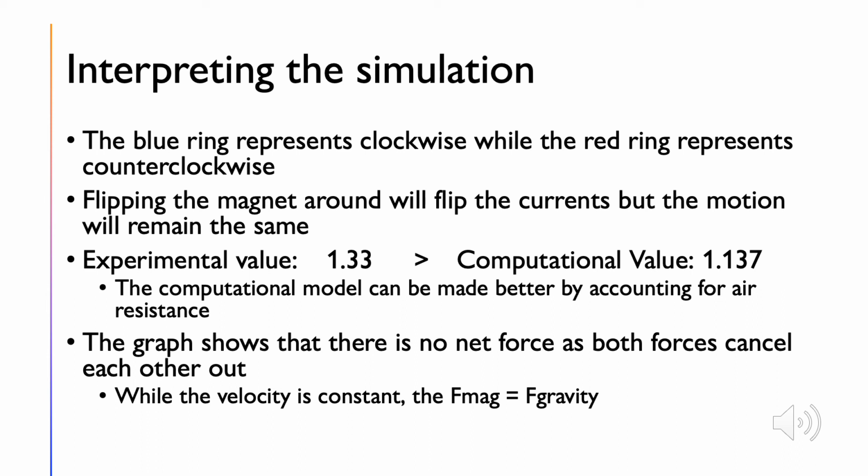The graph shows for a portion of time that there is no net force as both forces cancel each other out and the velocity is constant. This is because the net force is 0 at this point in time.